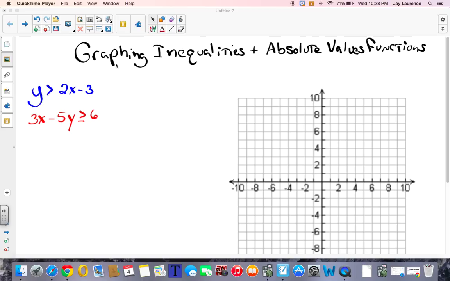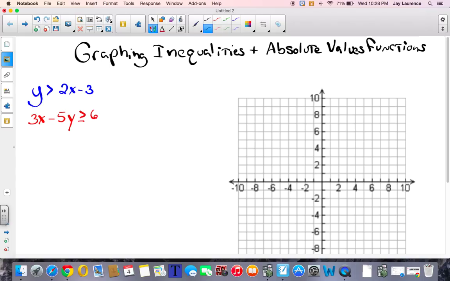Graphing linear inequalities and absolute value functions. Here I actually have a system of linear inequalities. I'm going to graph them on the same graph because they're two equations together, right?